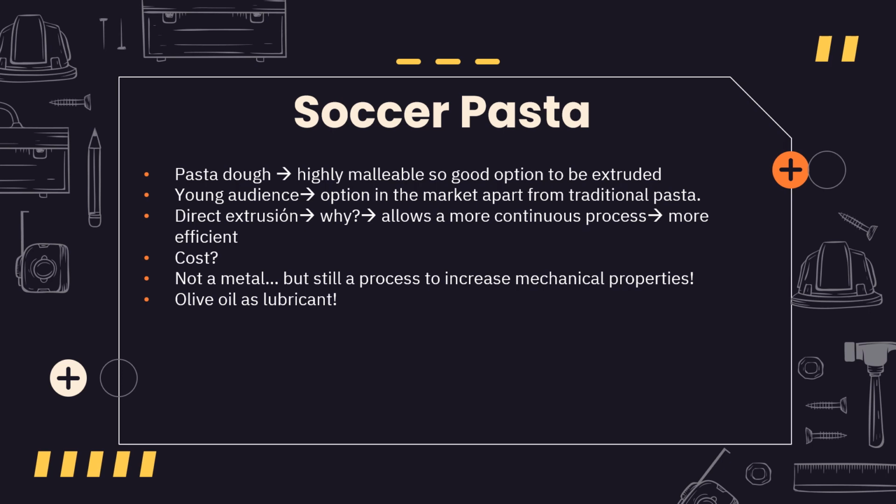We're not talking about metals. In this case, we're talking about pasta, so it's difficult to talk about mechanical properties, but as mentioned, instead of doing some hot working or cold working or some strain hardening, I will be talking about a process to try to increase the mechanical properties for our application. And finally, I will use olive oil as a lubricant, and I will explain it later.